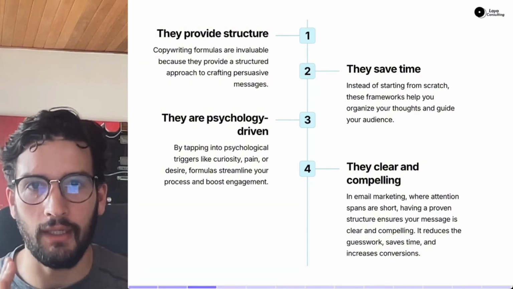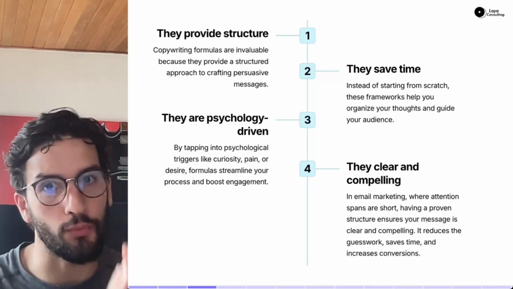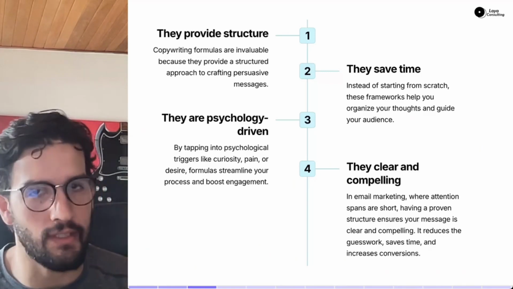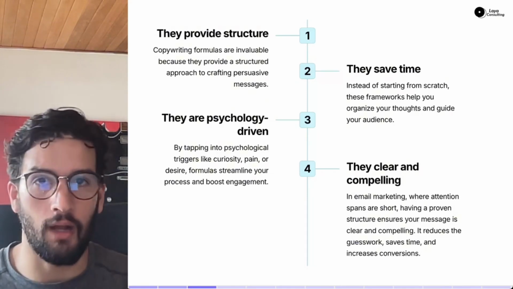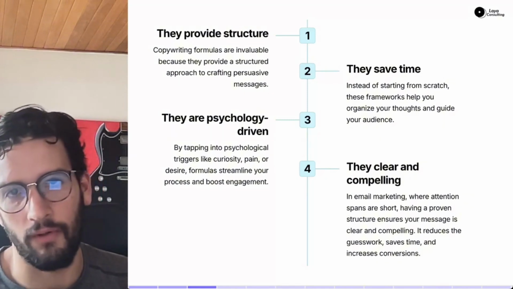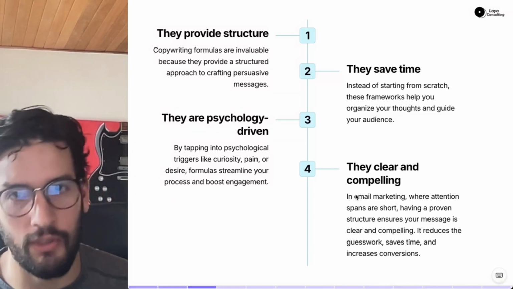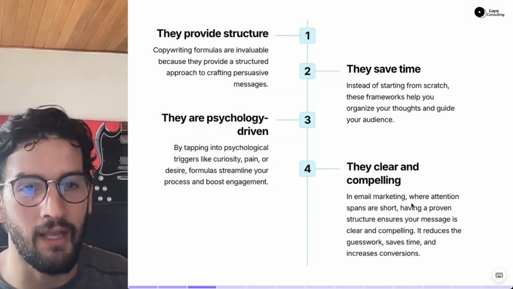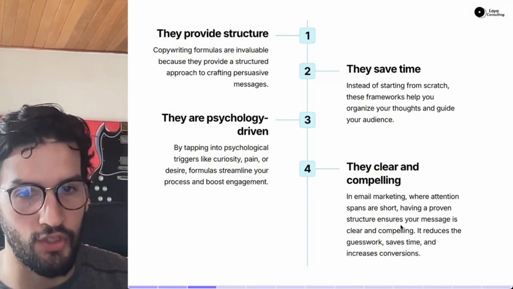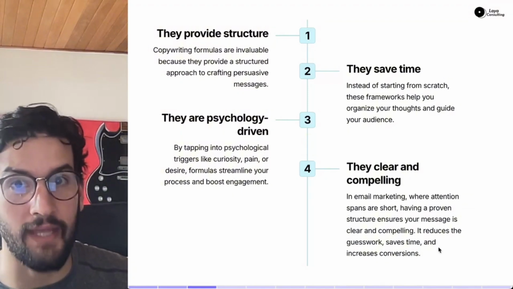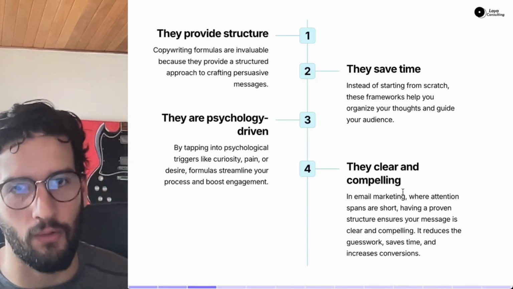Again, your emails most likely sell the click, right? And then your product pages and landing pages actually sell the product. So by utilizing those psychological triggers, it's going to make your email way more effective. Fourth, they are clear and compelling. In email marketing, especially right now in 2024 and going into 2025, attention spans are very short. So having a proven structure ensures your message is clear and compelling. It reduces the guesswork, saves time, and of course increases conversions, which is the main goal here.